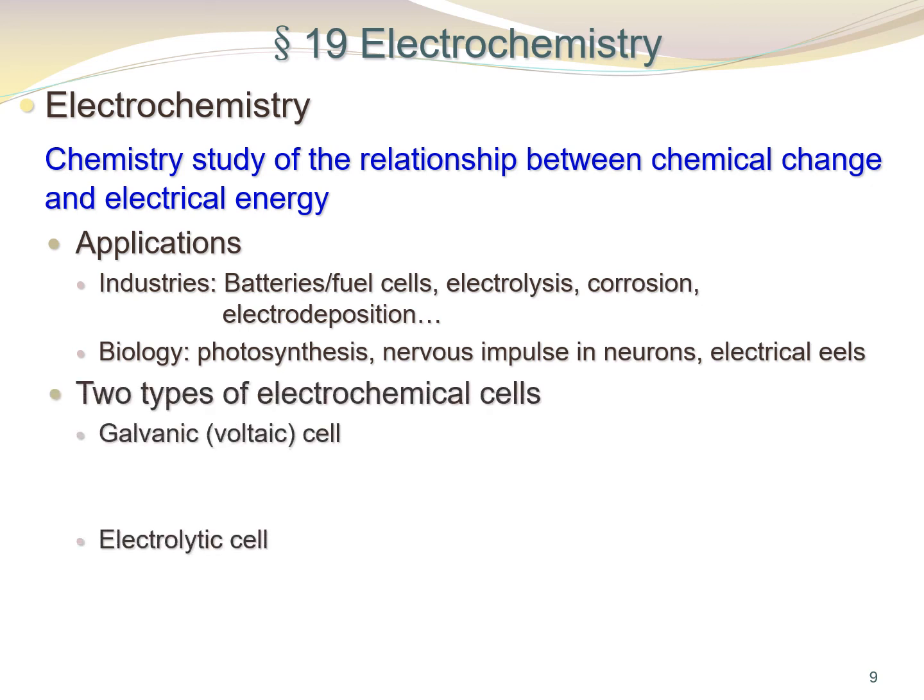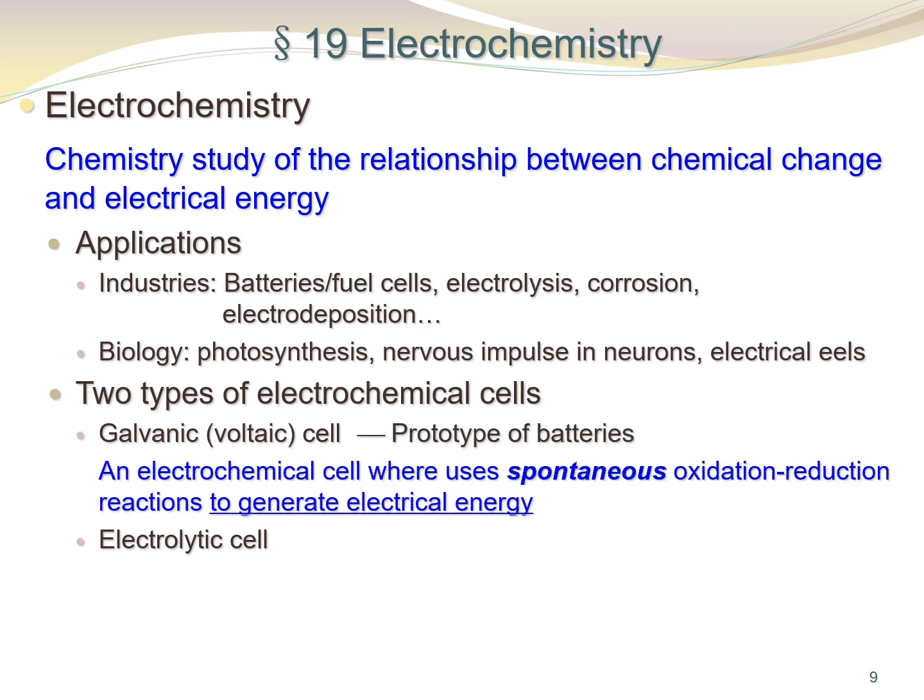There are two types of electrochemical cells that we're going to discuss. It is the galvanic cell that we're going to discuss the most. Later on, we'll give you a brief introduction to the electrolytic cell. The galvanic cell is actually a prototype of all batteries. And as you can see, this is a cell where people use a spontaneous oxidation-reduction reaction to generate electrical energy.